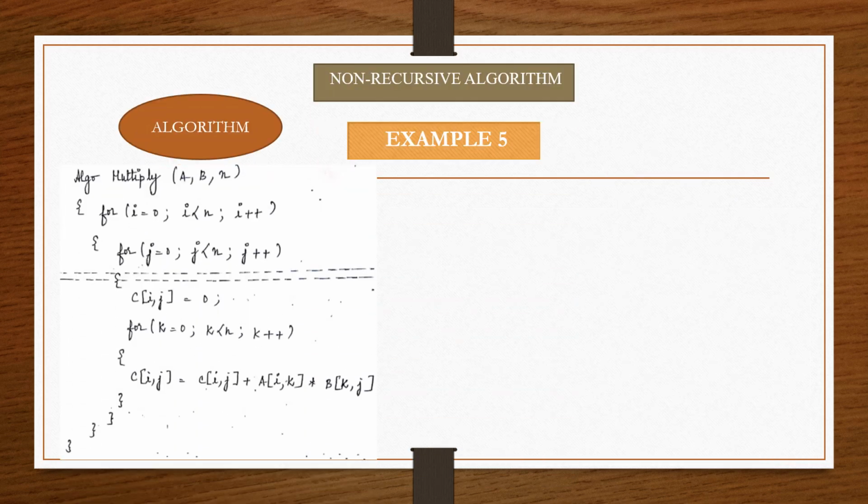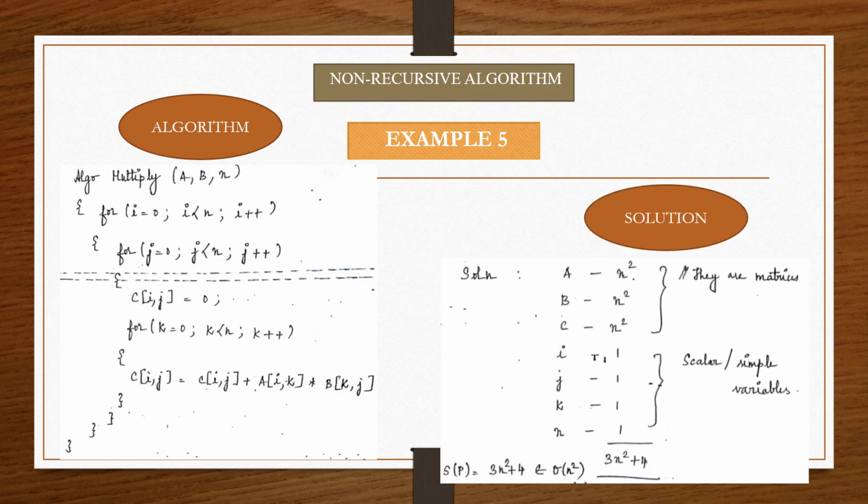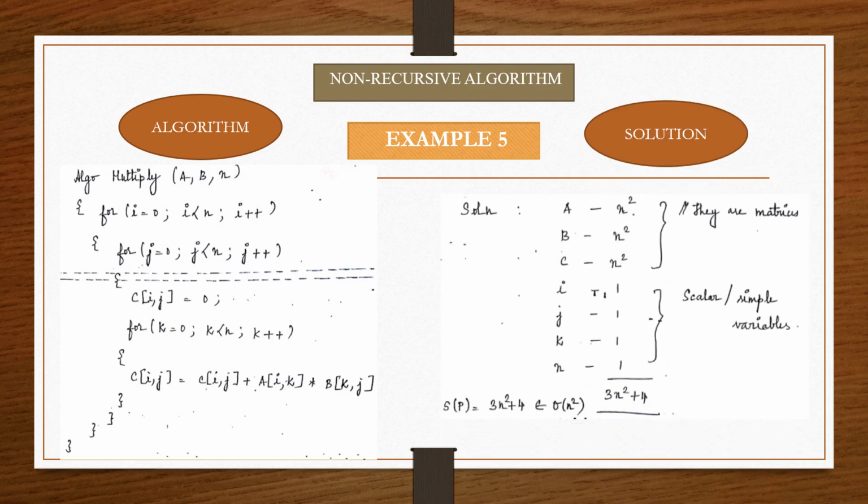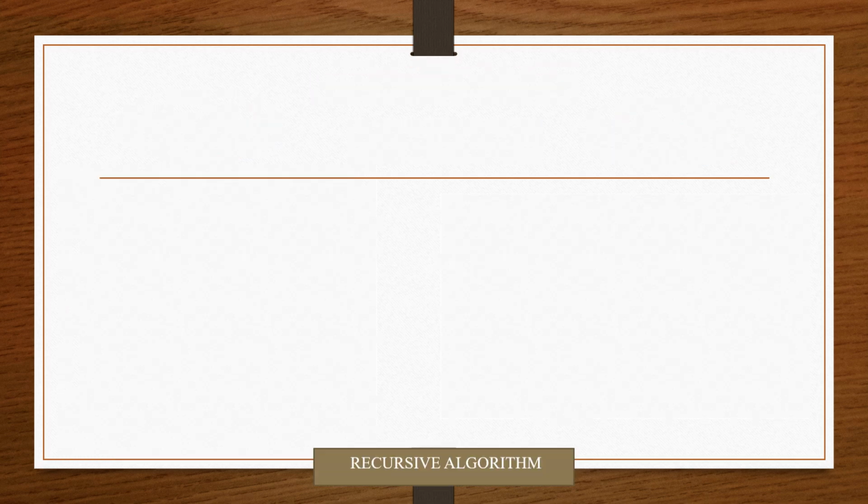The next example is multiplication of two matrices. I have two matrices of size n squared. The resultant matrix is also of size n squared. I have three variables i, j and k, each of size 1. There is another variable n, for that also 1. So if I sum up all these, it will be 3n squared plus 4. So the space complexity will be order of n squared.